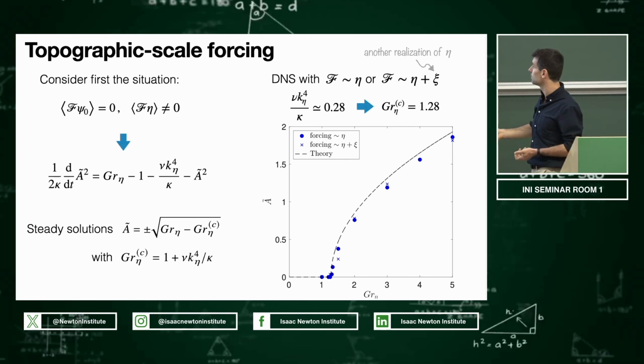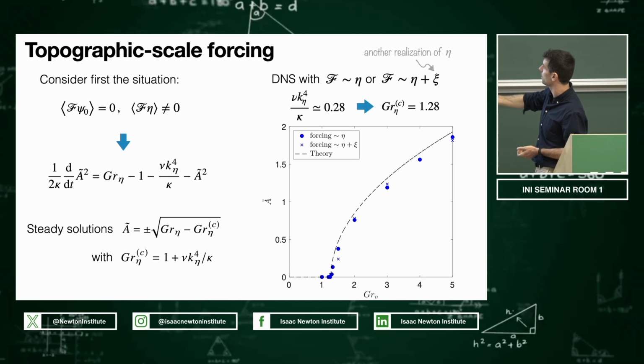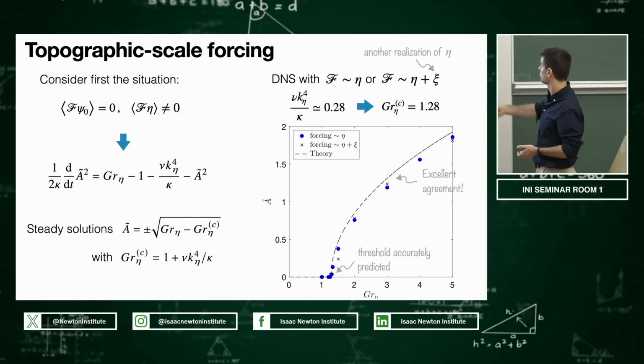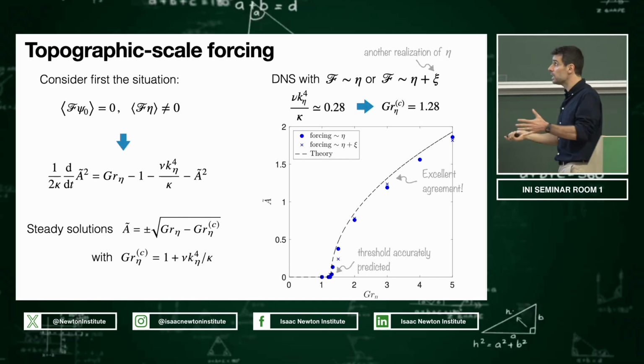And this is the numerical data as a function of these Grashof numbers. You have the amplitude of the condensate as a function of Grashof. The prediction was a supercritical bifurcation like that. And indeed, the data points seemed to be very close to the prediction, and even the threshold is quite well predicted here. Okay? So that's one limiting case.